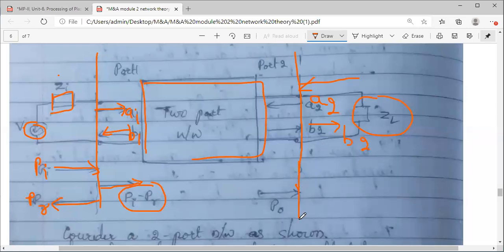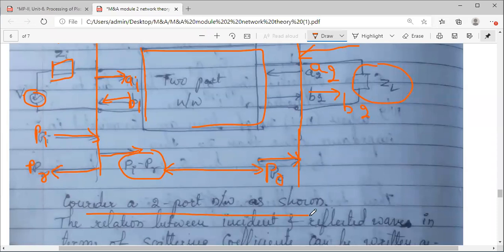And coming to the second port, this transmitted power will pass through the network, and you will get the output, say PO. I don't know whether this and this are the same. Obviously they will not be the same, because we come across a few losses, right? So let's see what different losses we get.